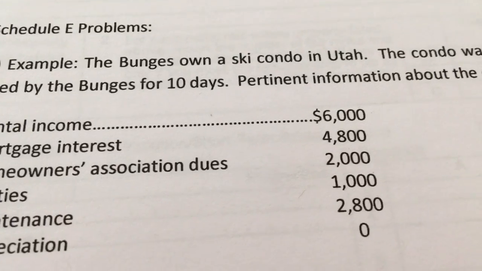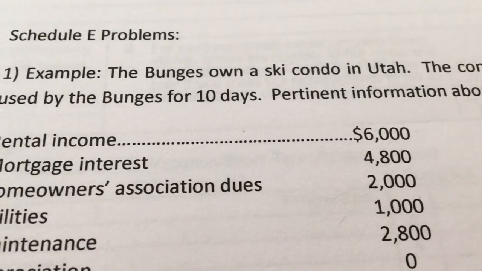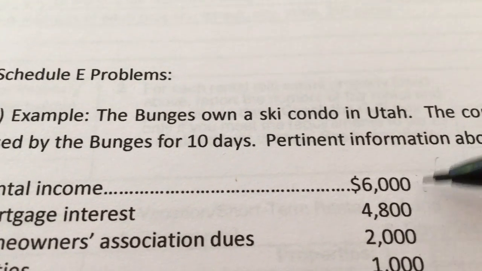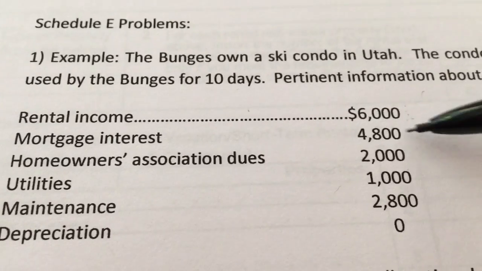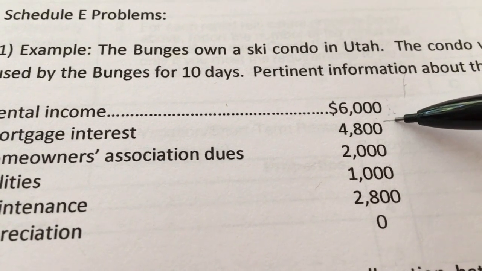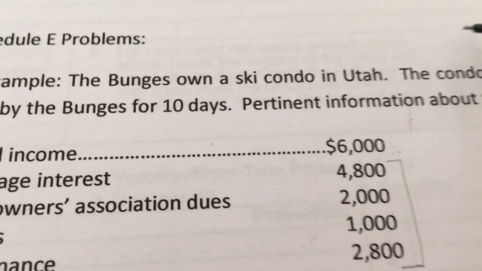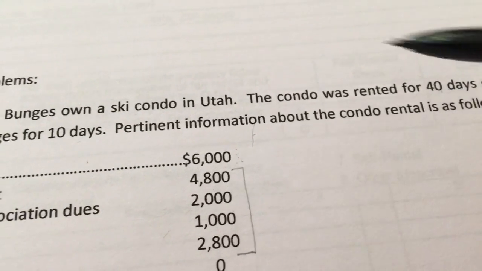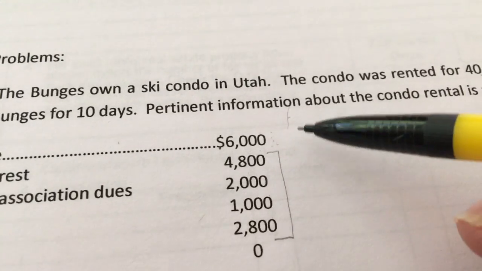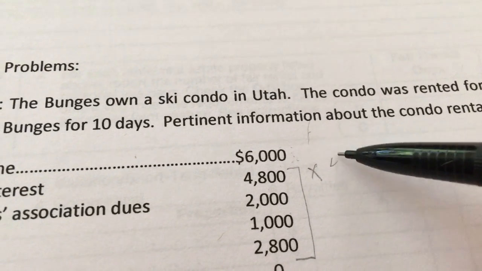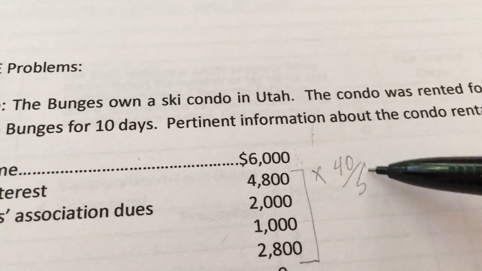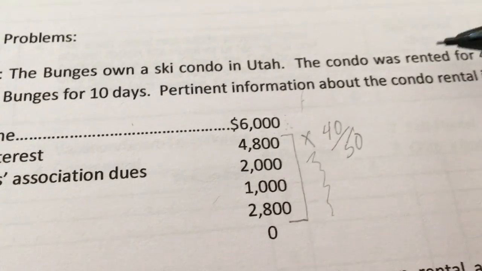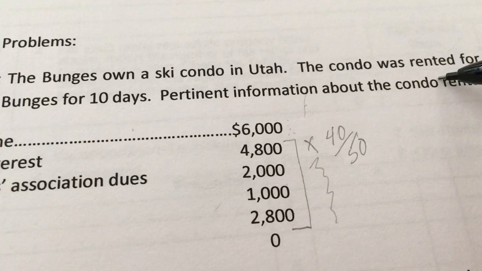Now, we only want the business portion of this, and we don't have to divide out the rental income. Rental income is what it says. There's no personal income here, so it's all rental. All we need to do is to look at the expenses here, starting with $4,800, going down to $2,800. And let's remember that it was rented for 40 days. However, it was used for a total of 50 days. So the allocation for each of these would be 40 divided by 50. So the first thing you need to do is to go through here and multiply each one of these numbers by 40 over 50, or 4/5.